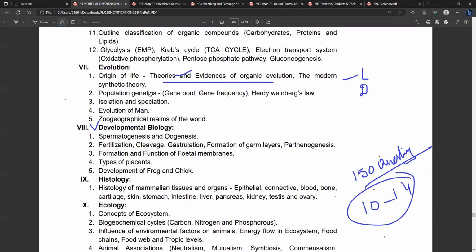And apart from this, I have mentioned one table at the end. Total geographical realms of the world, I have mentioned in the form of a table. These are all the things which you have to remember and learn by heart.